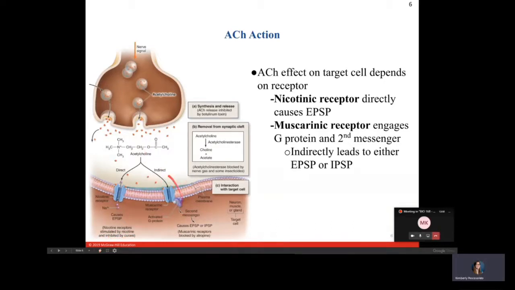Whereas we have these muscarinic receptors, these are indirect. They're going to bind, and instead of opening up a channel that lets an ion in, it's going to cause a change in usually a G protein. It's going to cause a cascade of events that happens within the cell, and it can cause either an EPSP or an IPSP. And this one is indirect acting, so it doesn't directly open that channel.